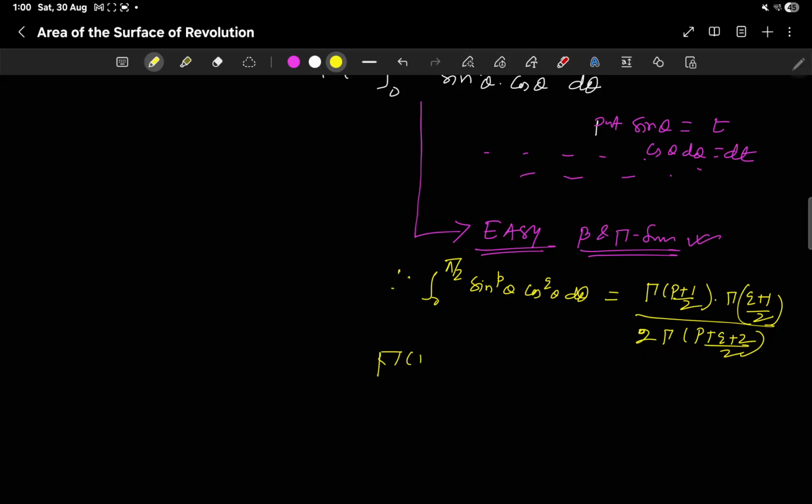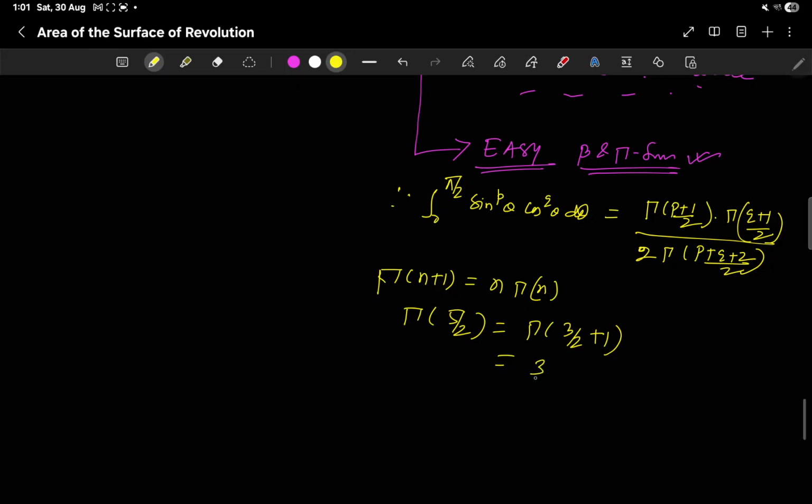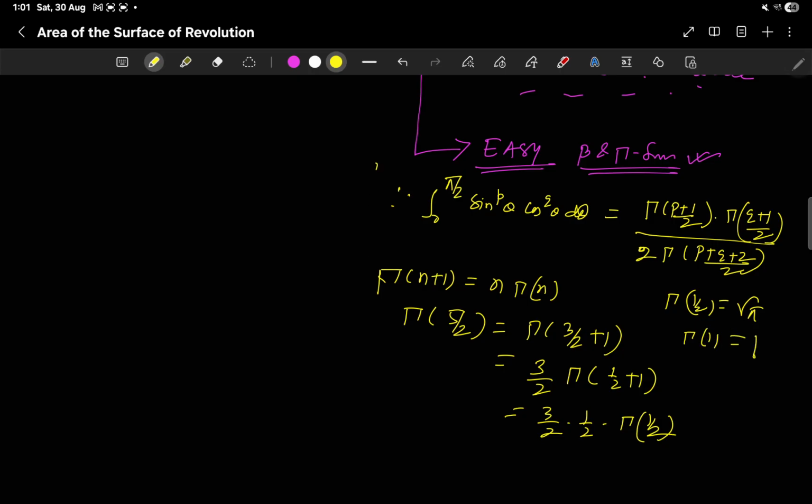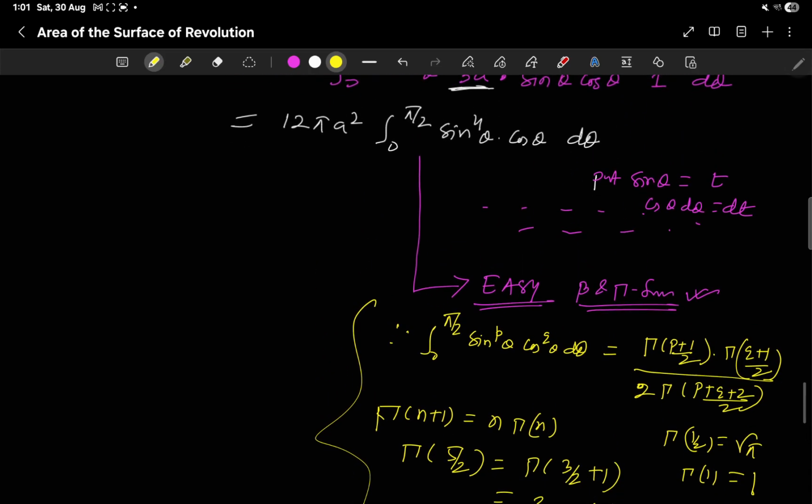Again here gamma of n+1 is n gamma n. Accordingly, if I ask what is gamma 5/2, it will be gamma (3/2 + 1), so it will be 3/2 gamma 3/2, which is again (1/2 + 1). So 3/2 into 1/2 into gamma 1/2, and gamma 1/2 is root π. Gamma 1 is 1. So you can refer to my lecture on beta and gamma functions.